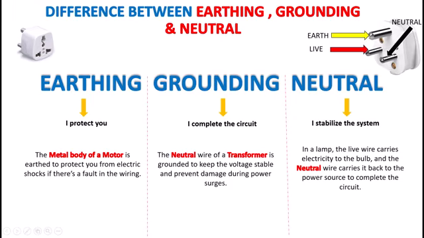Another most important thing to understand for technicians, engineers, and my students is the difference between earthing, grounding, and neutral. These terms are often confused, but they play very distinct roles in an electrical system.